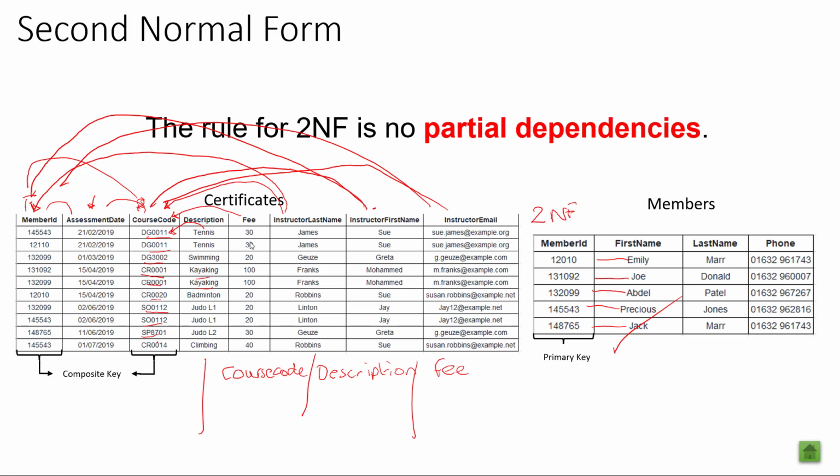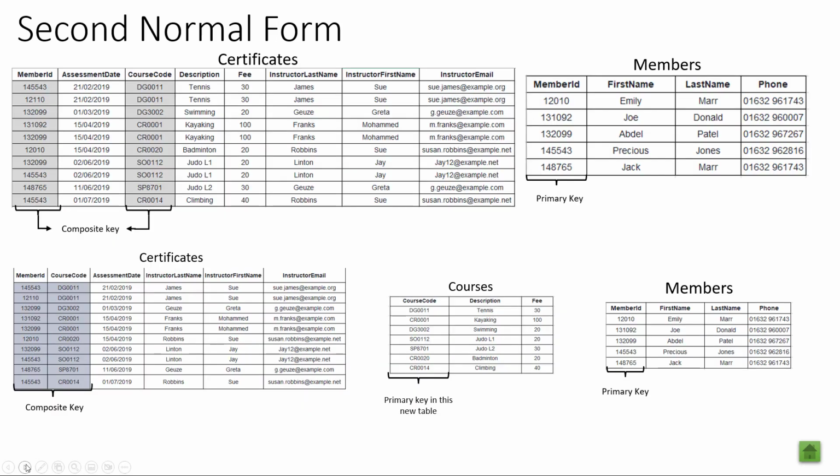Happy days. Now, if I took those out, then all that would be left was the assessment date, the instructor last name, first name, and the instructor email. So let me clean this up for you and show you what that looks like when we break it up. Okay? So remember, before I had my composite key, I've taken out now the course code, so that's gone into courses. My description and my fee have been taken out. Members have stayed exactly the same. Course code is now the primary key. And look, are there any duplicates? No. This is now in second normal form.